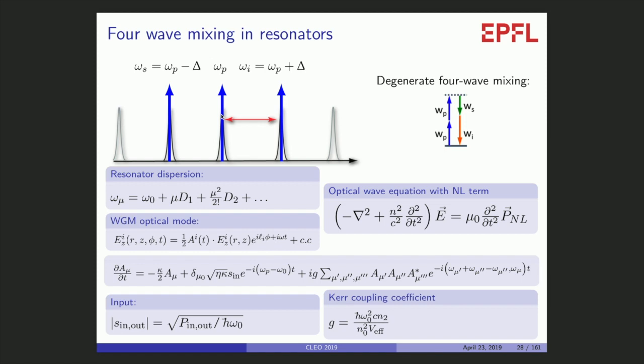Now, the second thing we have to worry about is frequency. We have the pump mode, signal mode, and idler mode, and that frequency is not always a priori conserved because you might have dispersion.